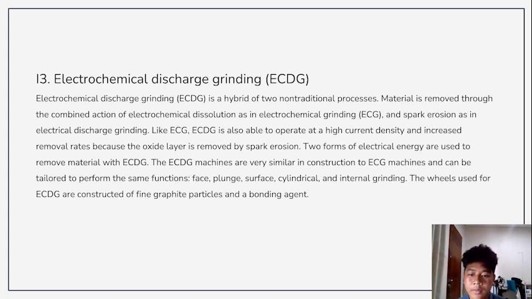Two forms of electrical energy are used to remove material. These machines are very similar in construction and can be tailored to perform the same functions: face, plunge, surface, and internal grinding.